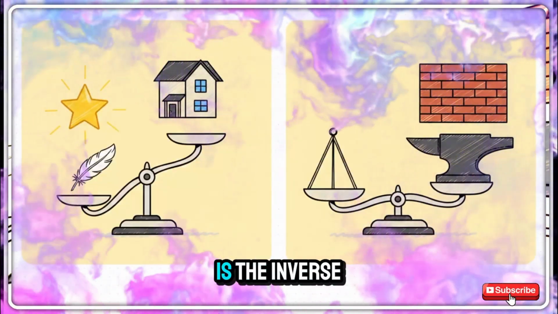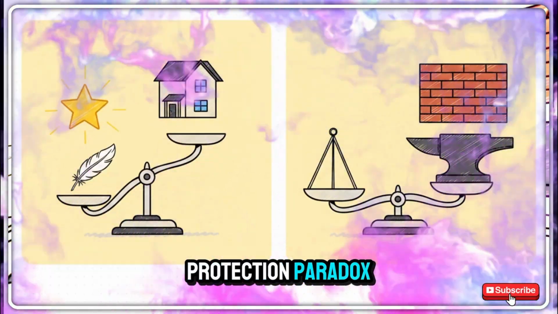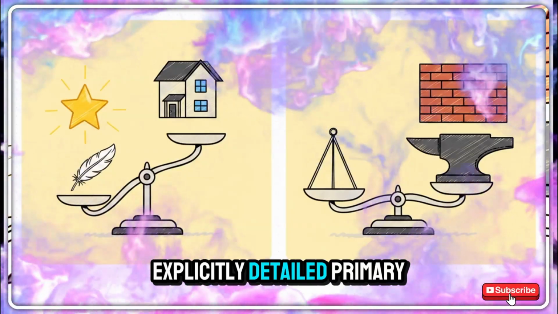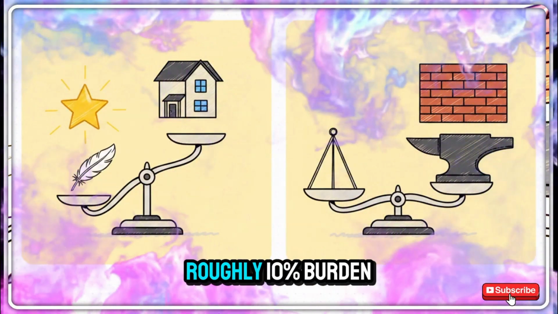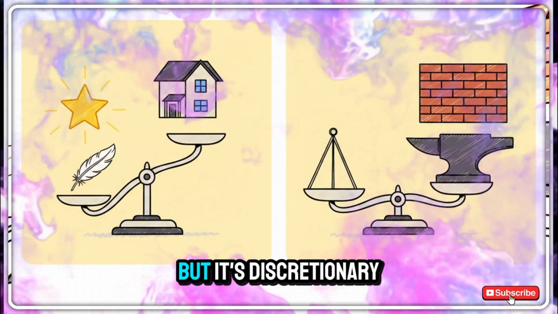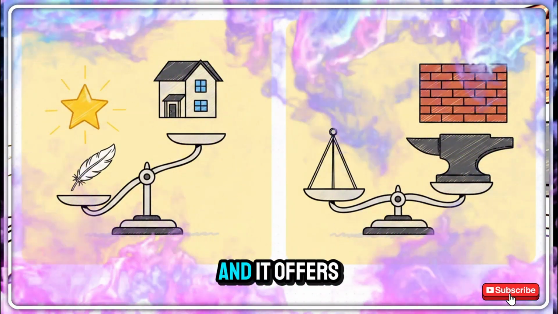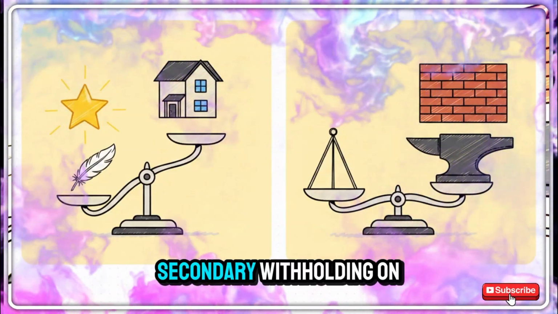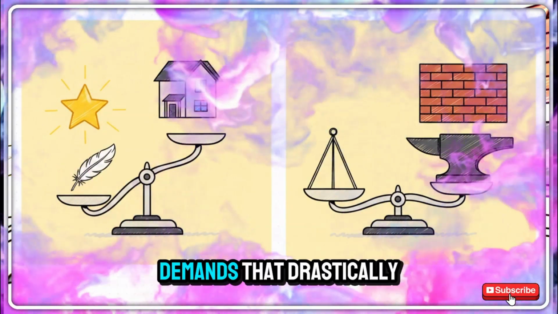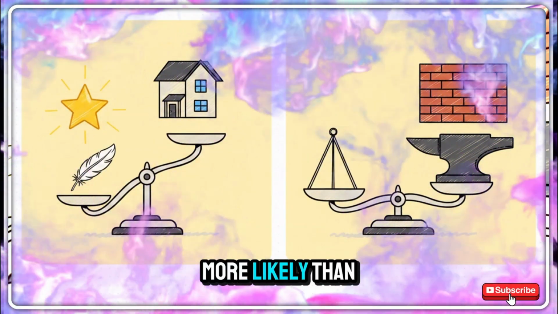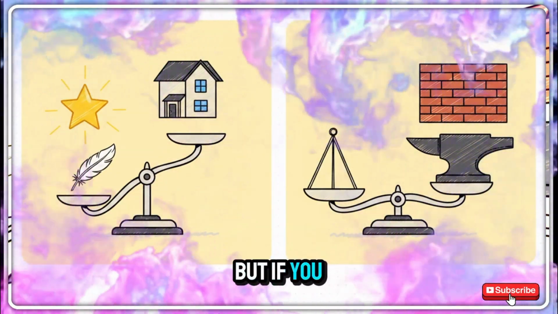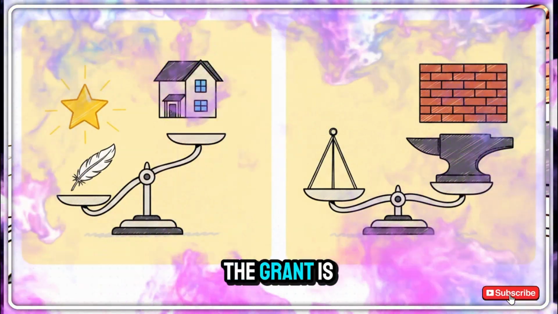So here it is, the inverse protection paradox explicitly detailed. Primary relief has that low, roughly 10% burden of proof, but it's discretionary, meaning a judge can still technically say no, and it offers full benefits. Secondary withholding, on the other hand, demands that drastically higher, more likely than not standard of proof. But if you actually meet that high bar, the grant is mandatory.